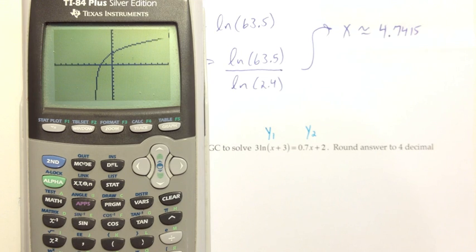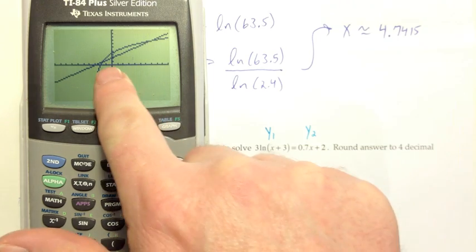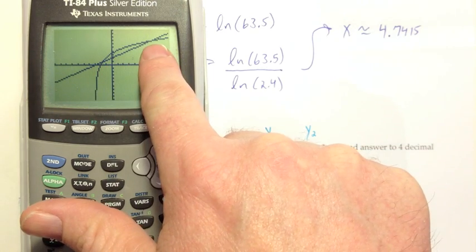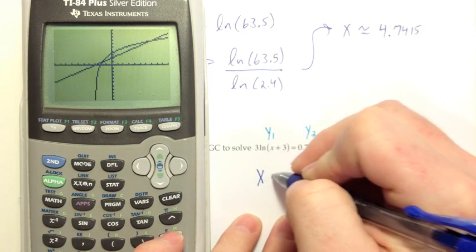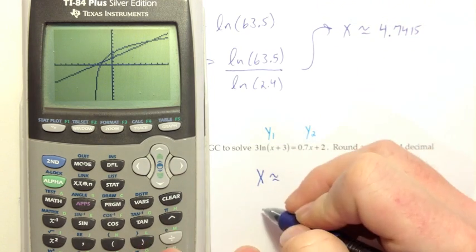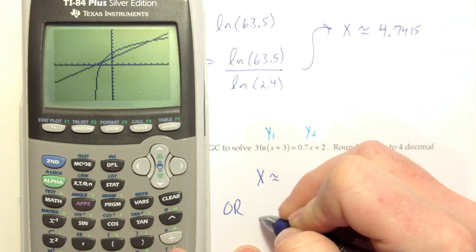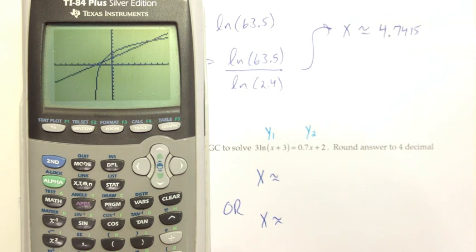There's the log graph. There comes the line graph. So this is interesting. It looks like there's more than one answer. I see an intersection here and an intersection there. So it looks like there's going to be 2 answers to this, and we'll write both of them down. So we're going to have x is approximately equal to, and then we'll have or x is approximately equal to, and give a second answer.